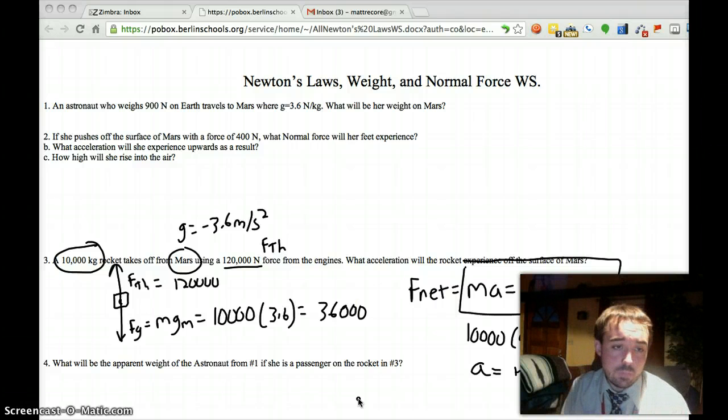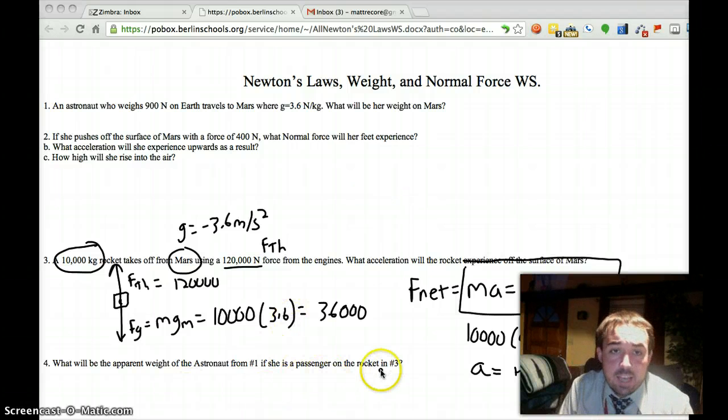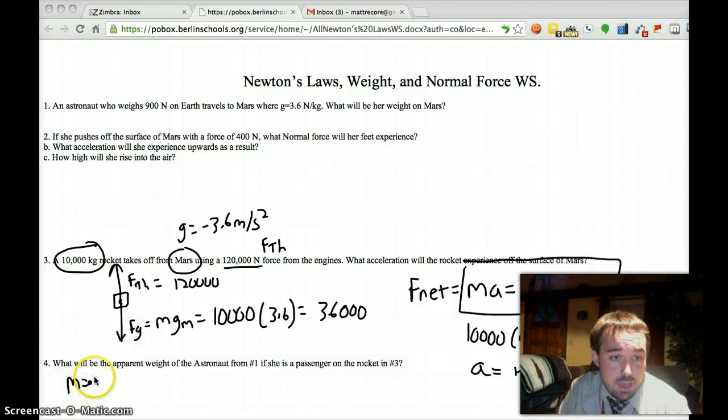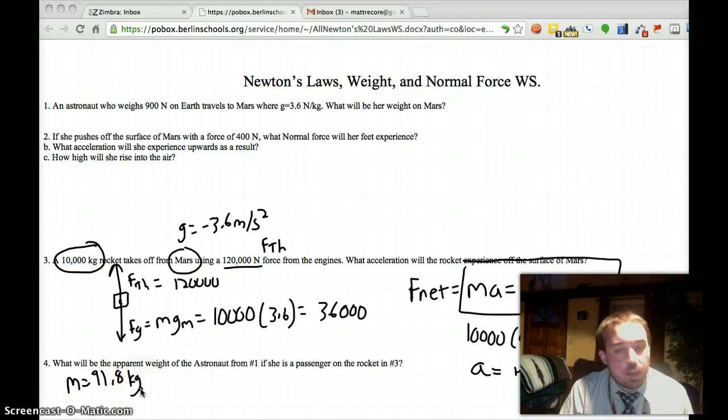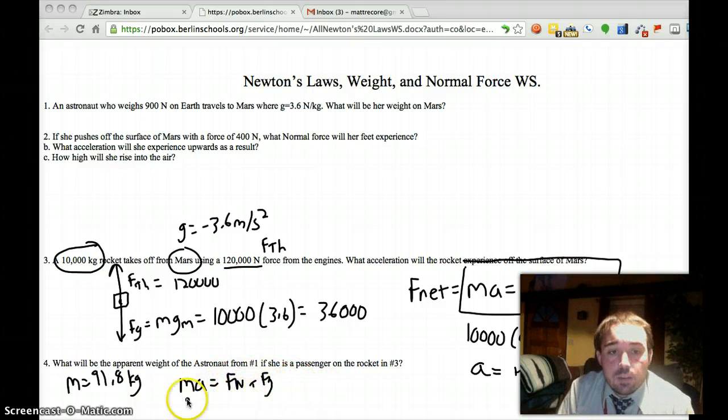All right. While I'm right here, the apparent weight of the astronaut, if she is a passenger. So remember that our astronaut had a mass of 91.8 kilograms, I believe it was. Might be 91.6, I just don't remember, don't have it written down. The apparent weight is the normal force, so we have the mass times the acceleration equals the normal force plus the force of gravity. We're talking about the astronaut, so we're going to use the astronaut's mass, and I'm just going to bring all this up here so we can see it.